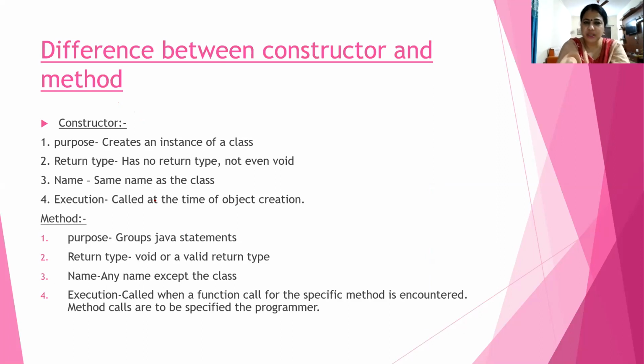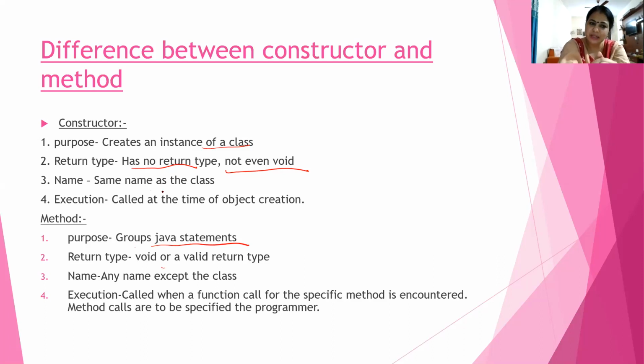The difference between the constructor and the method. The purpose of the constructor is to create an instance of the class or initialize the object. But a normal method is a group of Java statements, so whatever task has to be done has to be written in the normal method. Return type: the constructor has no return type, not even void, and the method normally has void or a valid return type, integer or float or double. That you already knew.